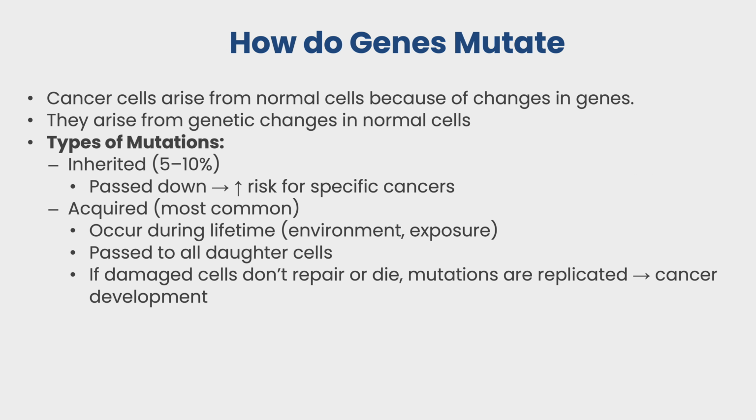So how do these genes mutate? Mutations may be inherited or acquired. Most cancers result from acquired mutations caused by environmental exposures or aging. If damaged cells fail to repair themselves or undergo apoptosis, the mutation is passed to future daughter cells.